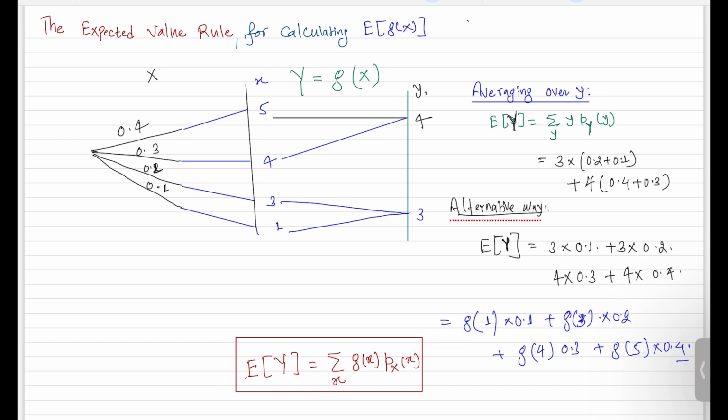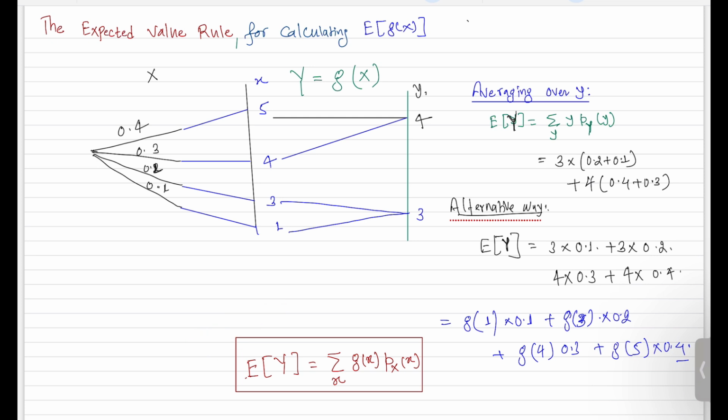If we have to write this in general, this is the general form. So what we are doing here is carrying out the summation over the values of x. For each value of x, we calculate the corresponding value of y and we multiply by the corresponding probabilities. So this will give you the expected value of random variable y, and this random variable y is a function of the random variable x. And this is what we call the expected value rule.